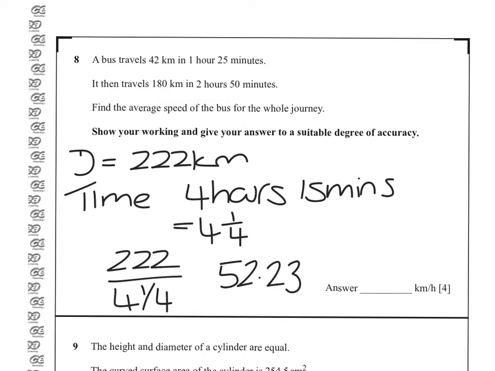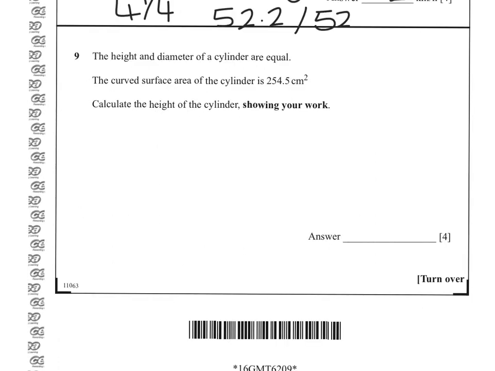52.23, and the answer I'm going to give to this would be 52.2 or 52, and in this case I'm going to give 52 kilometres per hour. Height and diameter of a cylinder are equal.